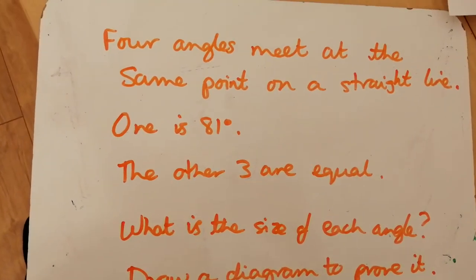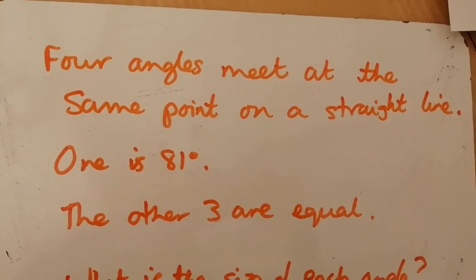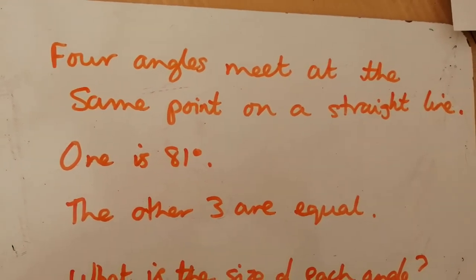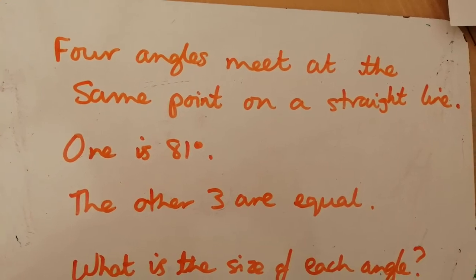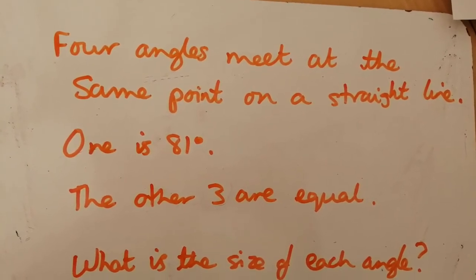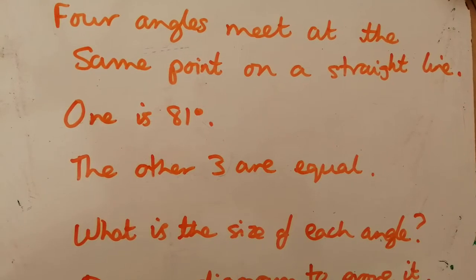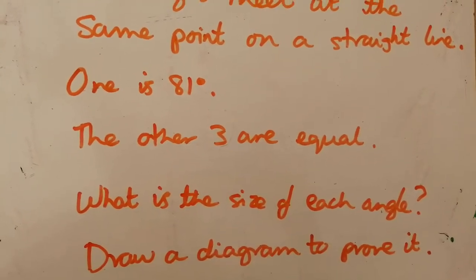Here is your next challenge. 4 angles meet at the same point on a straight line. One of those angles is 81 degrees, but the other 3 are equal to each other. What is the size of each angle, and can you draw a diagram to prove it?